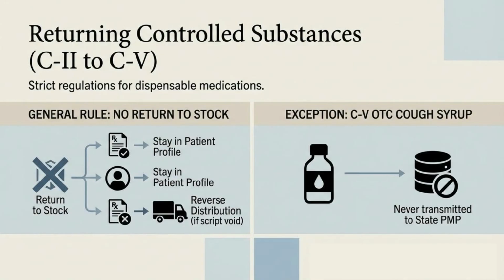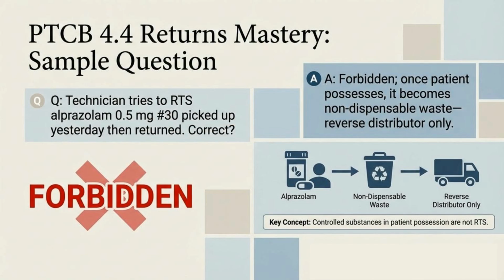The general rule for controlled substances is no return to stock. Exceptions exist for CV OTC cough syrup. If a controlled substance script is voided, it goes to reverse distribution. A technician trying to return to stock alprazolam picked up by the patient is forbidden. Once a patient possesses a controlled substance, it becomes non-dispensable waste and must go to the reverse distributor only.